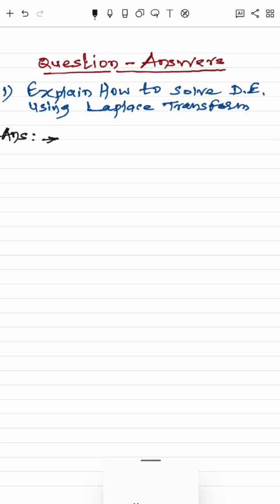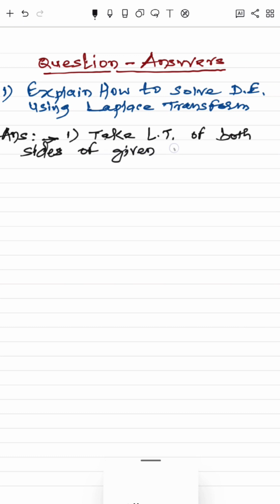Whenever we have to solve any differential equation by Laplace transform, there are some steps. Step number 1, take Laplace transform of both sides of the given differential equation using standard results as applicable.